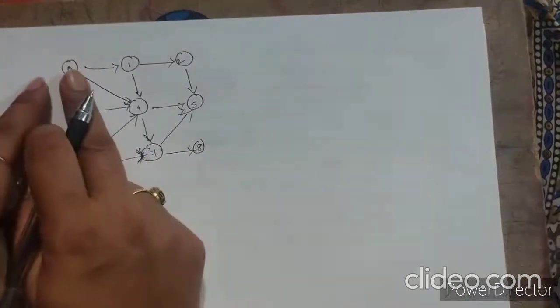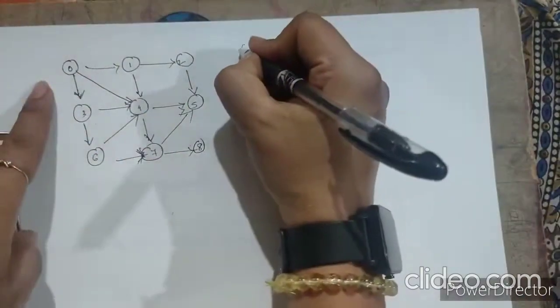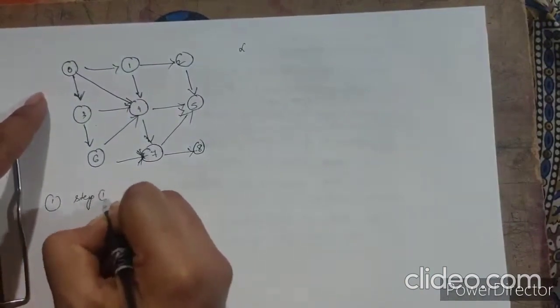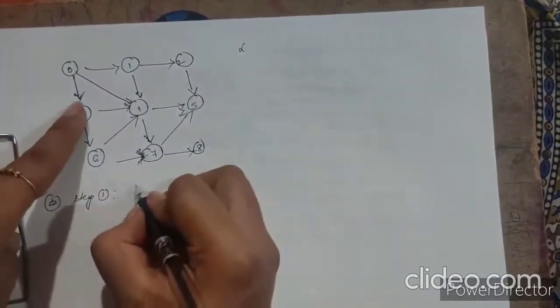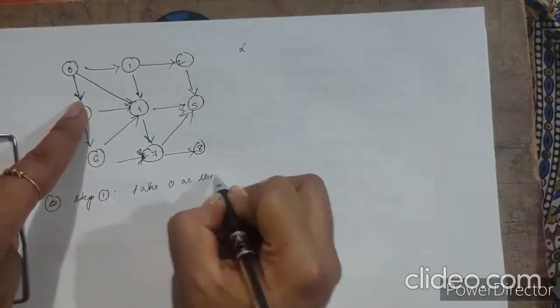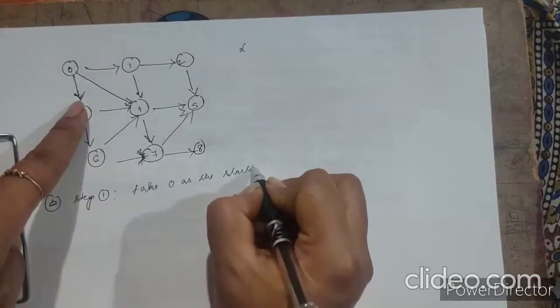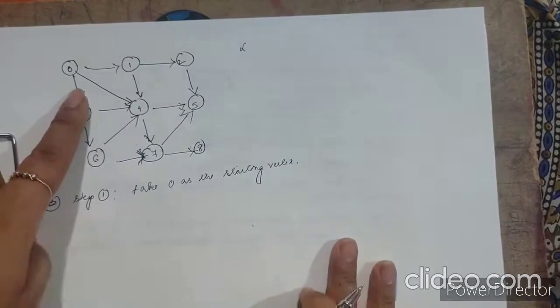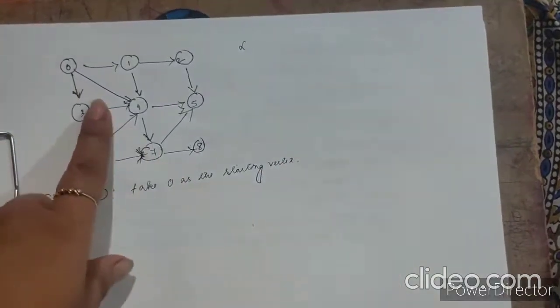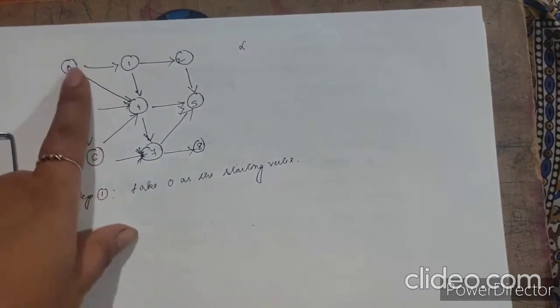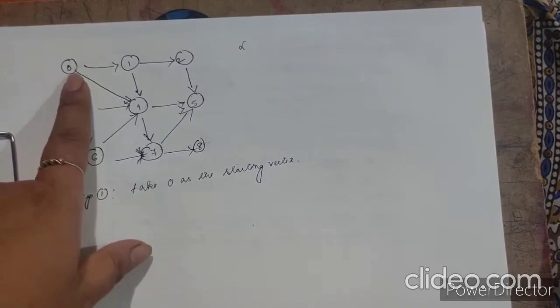Now let us take the vertex 0. Step 1. What does step 1 say? Take 0 as the starting vertex. First we will visit the vertex 0, and then we will visit all the vertices adjacent to vertex 0.